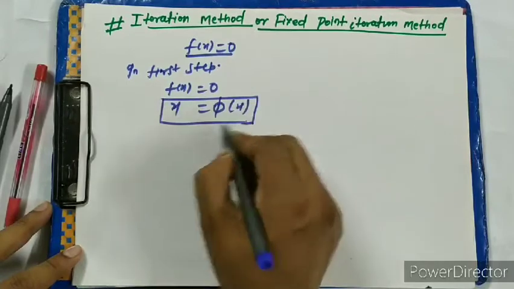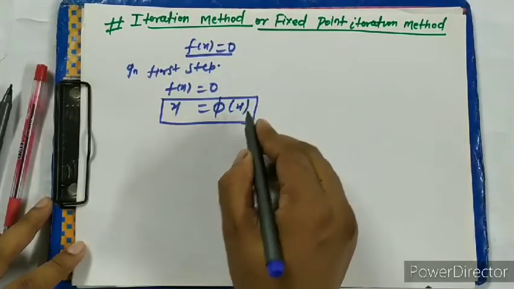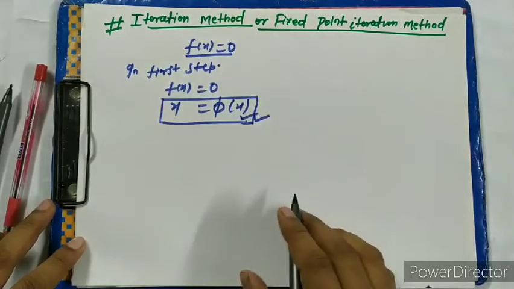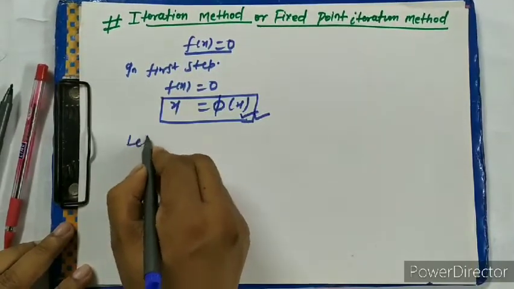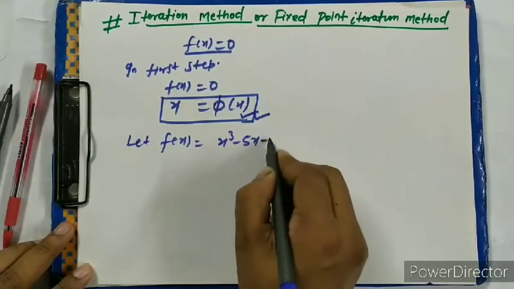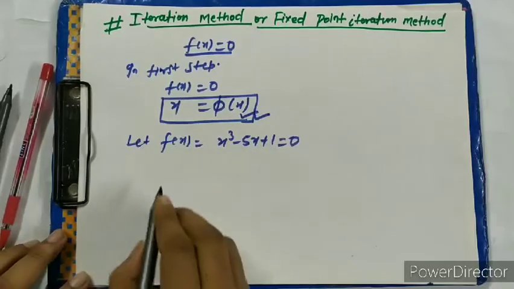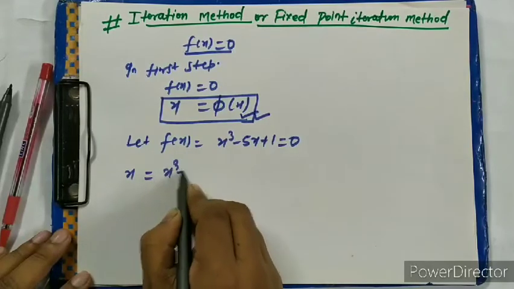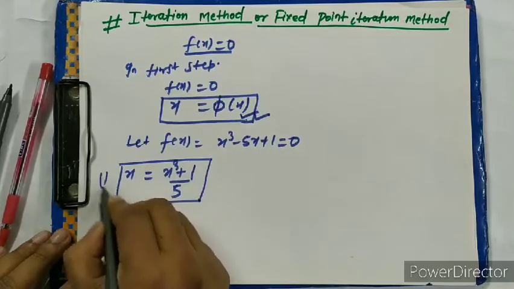Okay, rewrite the equation f(x) = 0 in an equivalent form, x = φ(x). Why do we do this? Suppose we have the function x³ − 5x + 1 = 0. Then we can write this function as x = (x³ + 1)/5, the first way.